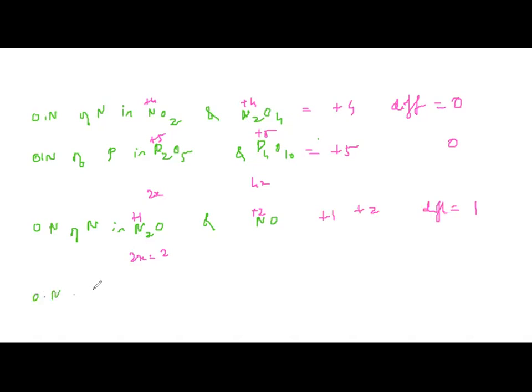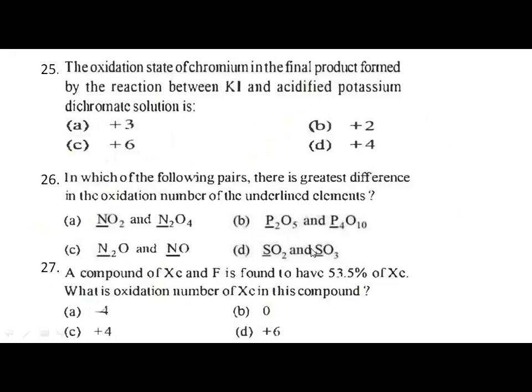Oxidation number of sulfur in SO2 and in SO3. So minus 2, minus 4, so it becomes plus 4. And here 3 2s are 6, minus 6, so plus 6. So the difference is 2. Which is the correct option? It is obviously the last one, correct? So it is SO2 and SO3. The difference is maximum. Next question.